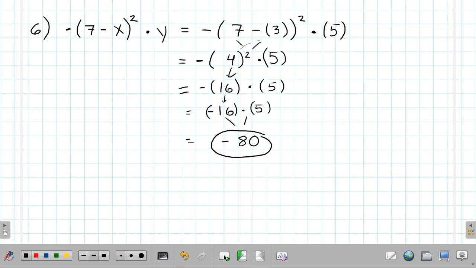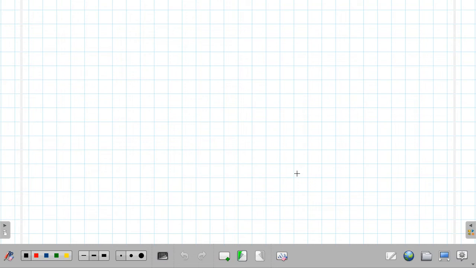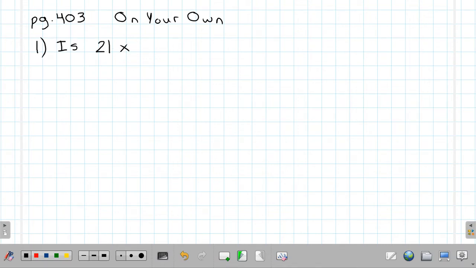Now, the rest of the numbers here should be pretty familiar to you, because it's the stuff we just went over in the last couple sections, okay? So the next section of questions we're going to be looking at is on page 403. These are the on-your-own questions on page 403. On this one, we're going to start off with a number, because it doesn't give you instructions here. But the question is: is 21 times 10 to the 7th written in scientific notation?